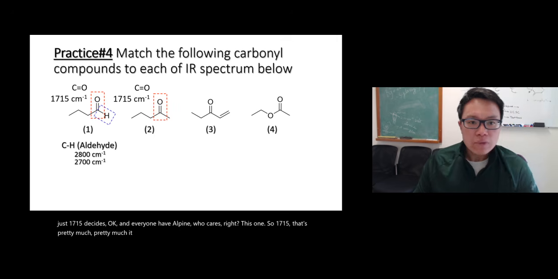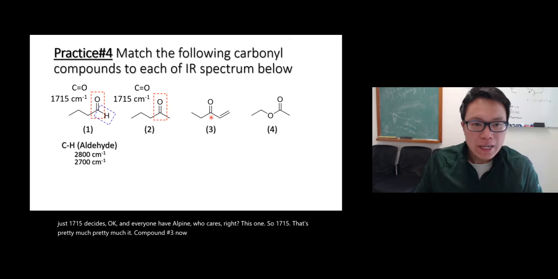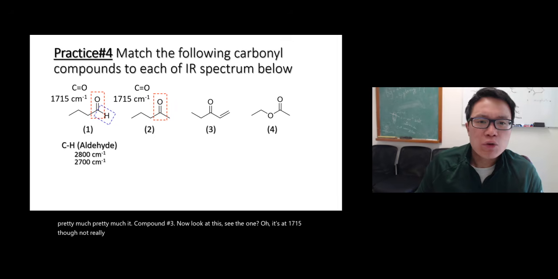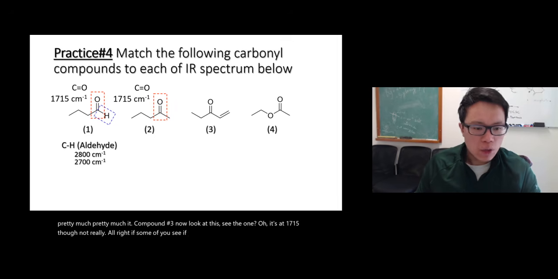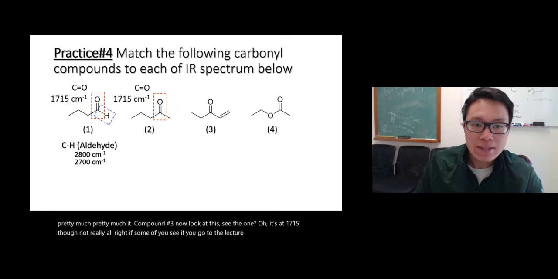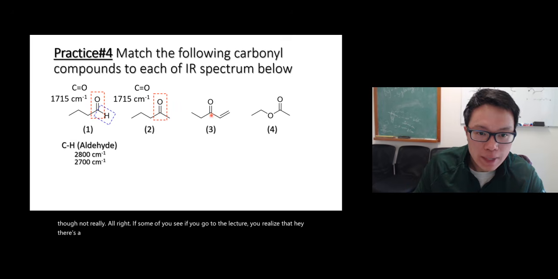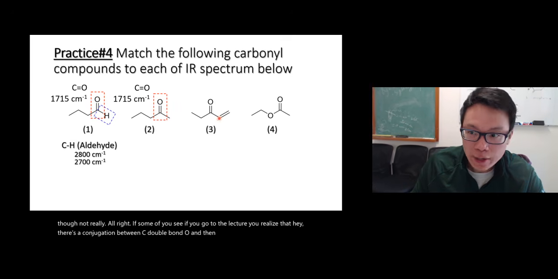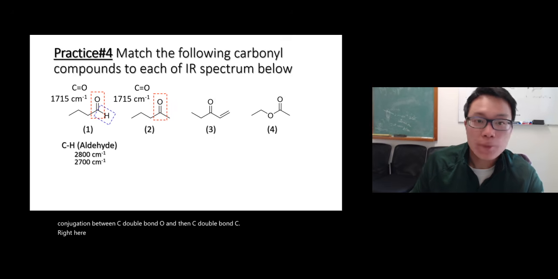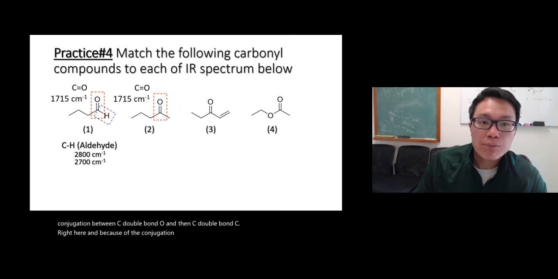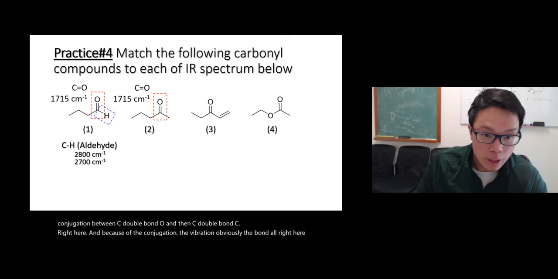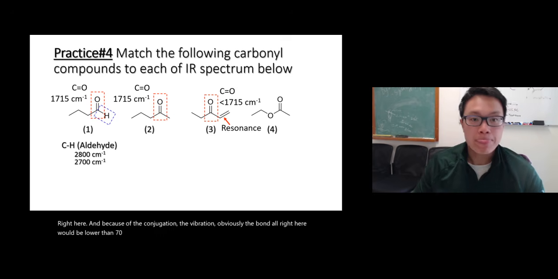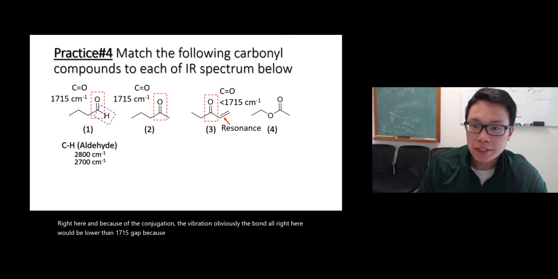Compound number 3. Now look at this C double bond O. Is that 1715 though? Not really. If you go to the lecture, you realize that there's a conjugation between the C double bond O and the C double bond C right here. Because of the conjugation, the vibration of the C double bond O will be lower than 1715.